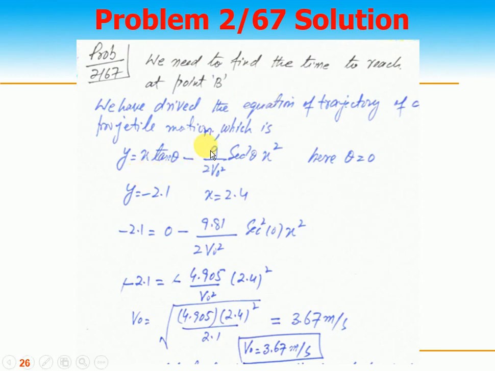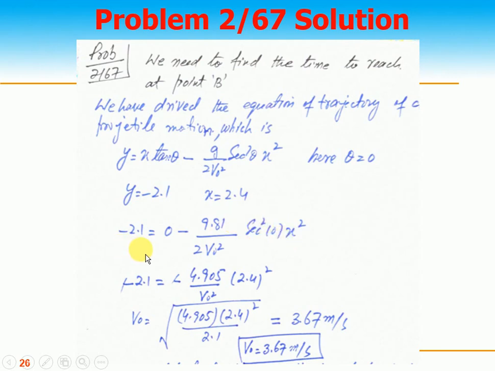So y is equal to x tan theta minus g over 2 v naught square sec square theta times x square. Here of course the launch is horizontal, so theta is equal to 0. So y is equal to minus 2.1, downward, and x is equal to 2.4. I put these values in this equation with theta equal to 0. So this term goes to 0, this goes to 1, and g is 9.81.